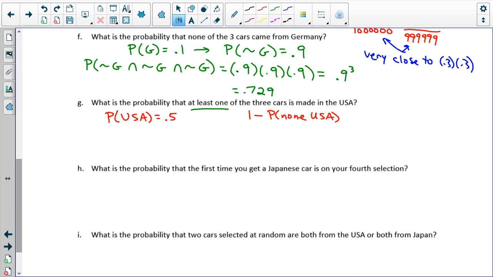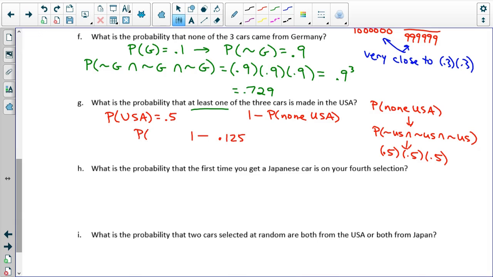So if we're trying to figure out the probability that none of 3 cars is made in the USA, since we're treating these as independent events, that's the same thing as the probability of not USA and the probability of not USA and the probability of not USA. So in this case, since they're independent events, we can say that's 0.5 times 0.5 times 0.5. So the probability that none of the 3 cars is made in the United States is 0.125. If we want the probability that at least one is an American car, that's 1 minus 0.125 or 0.875.